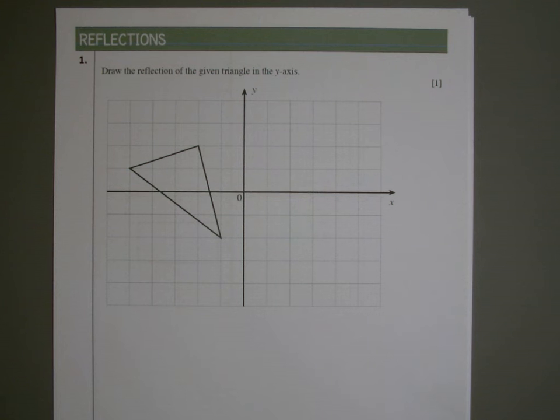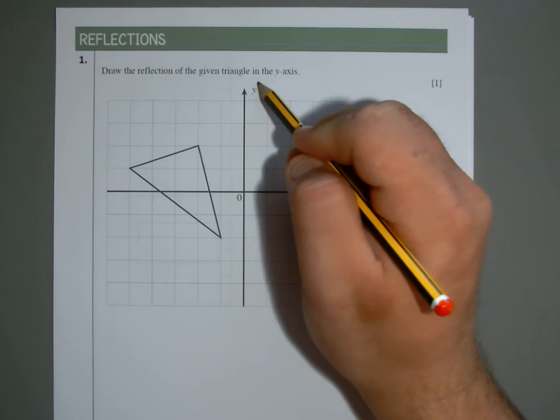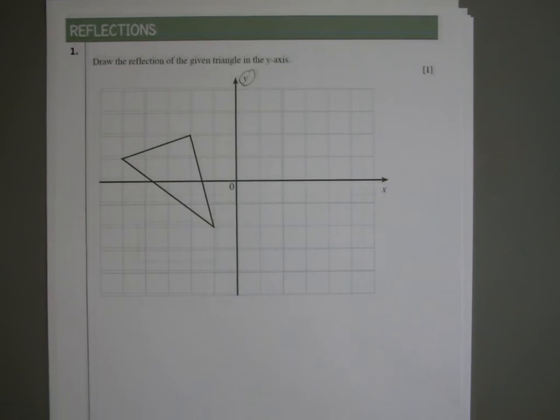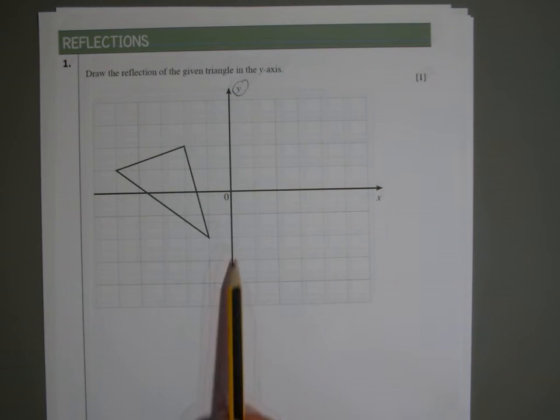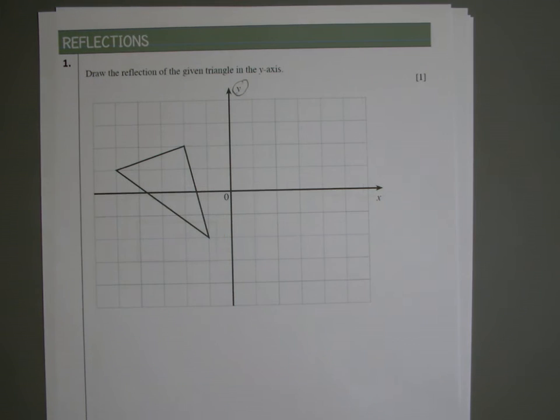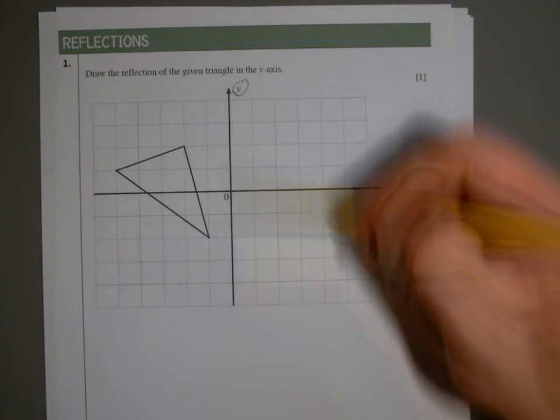Okay, so draw a reflection of the given triangle in the y-axis. So we've obviously first of all identified the y-axis, y is up there, okay? And we're going to reflect then in this axis here. So this acts like a mirror, okay? Because when you think about reflection, it's a mirror, isn't it? So there's your mirror there.